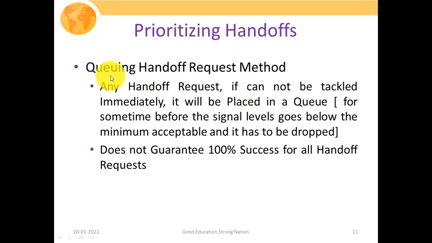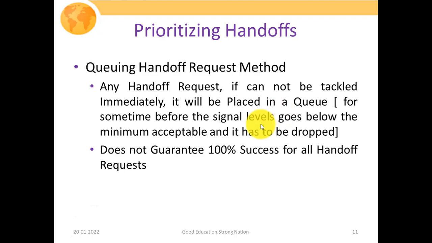So what we are going to do in this queuing handoff request method is that any handoff request is not going to be tackled immediately. Instead, we will place them in a queue on a first come, first serve basis. So as soon as a particular mobile station feels that its received signal strength falls below a threshold level, it will initiate its request, and its request will not be served instantaneously. Instead, we will place it in a queue.